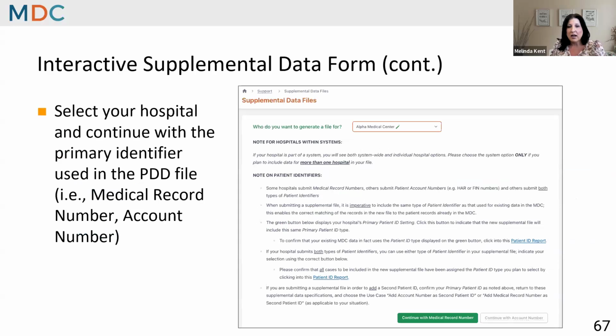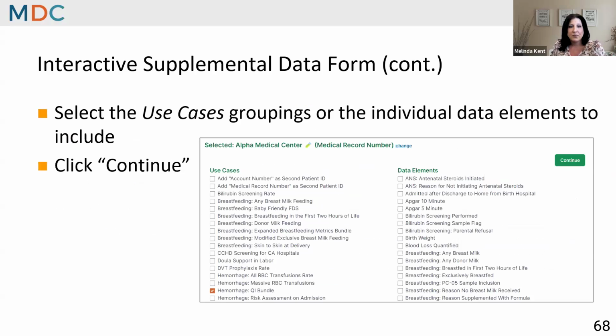Then you'll get to this item that says, who do you want to generate a file for? So you're going to select your hospital, continue with the primary identifier used in the PDD file. So for some hospitals, it's medical record number. For others, it's account number. So it's the primary identifier. Some hospitals submit both, but you want to make sure that it matches up with the primary identifier.